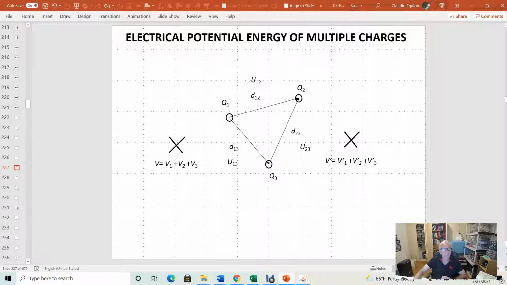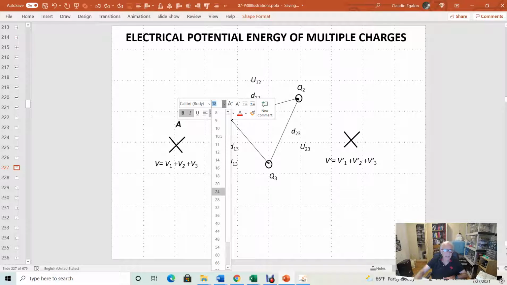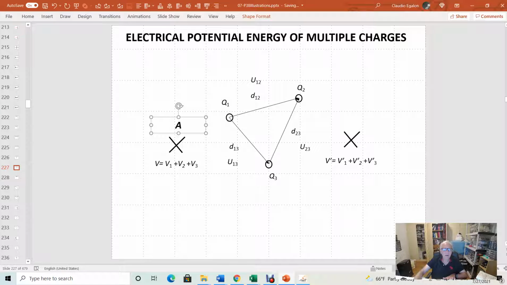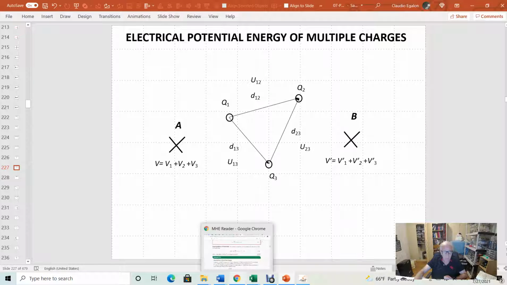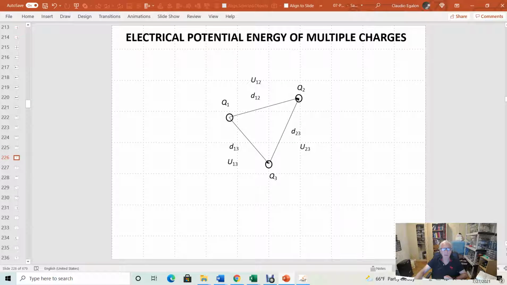Here you go. Let's call that point A. And the other one is point B. And how do we calculate that? Okay, let's calculate that. I'm doing it for 3 point charges. I could have done it for 2 point charges, right?